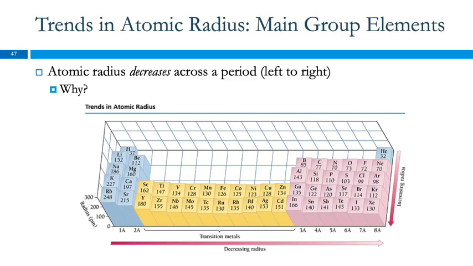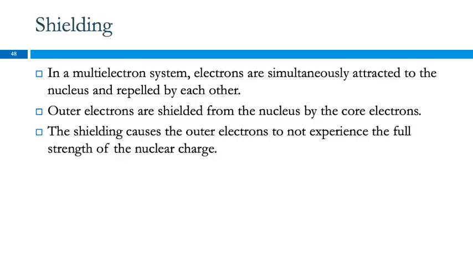That is not intuitive. Neon has more protons and more electrons than lithium. Shouldn't it be bigger? Well, you would think. But we have aspects of shielding again. So multi-electron systems, we've got electrons that are simultaneously attracted to the nucleus but also repelled by other electrons. So the outer electrons get shielded from the nucleus by the core electrons.